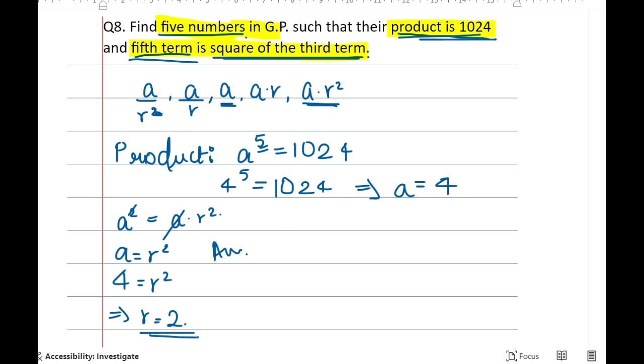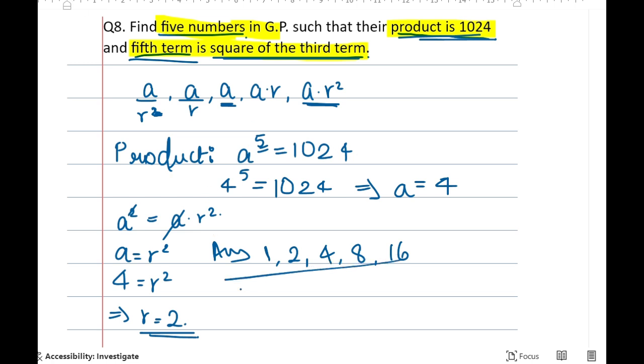So what will your terms be? If A is 4, then 4 by R square, meaning 4 by 2 square, is equal to 1. Then 4 by R, which is 4 by 2, is equal to 2. Then 4 as it is. 4 into 2 is 8, and 4 into 4 is 16. So first you have 4 by 4, which is 1, then 4 by 2, which is 2, then 4, then 4 into 2, and then 4 into 4. And these are the 5 numbers that you were supposed to find.